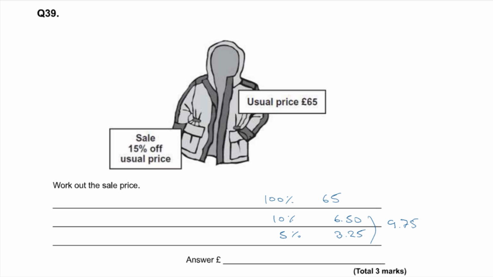Well, £65 minus £10 would be 55. So what we're doing, we're taking 15% away, and that will give us 85%, won't it? That's what we're finding. And so taking £10 off 65 would be 55, and then adding 25p back on again. That's £55.25.